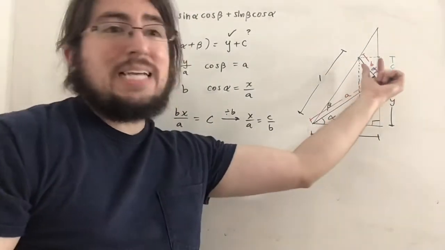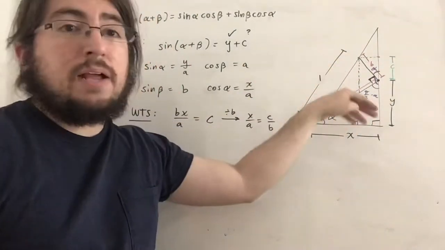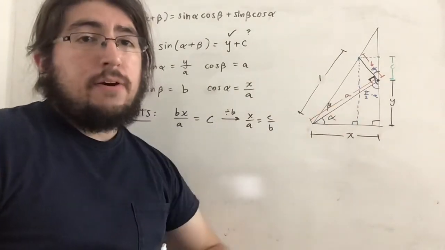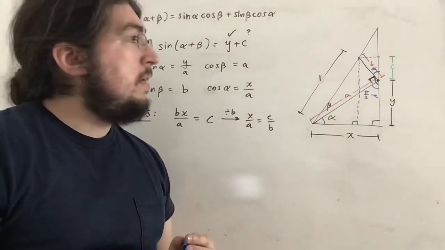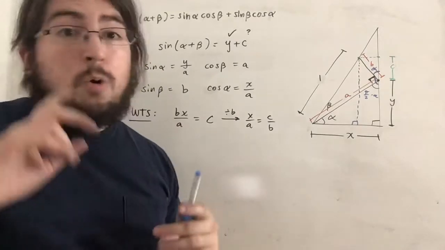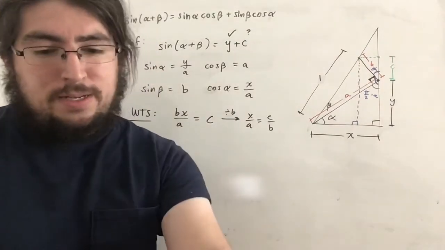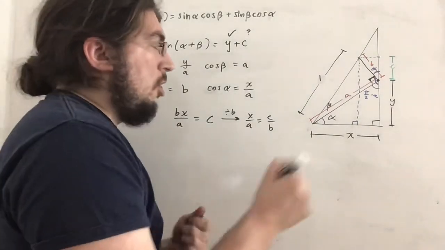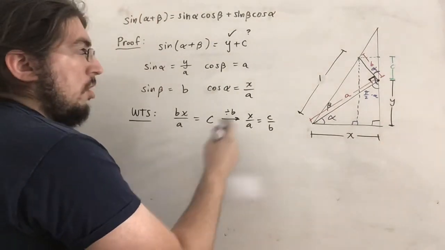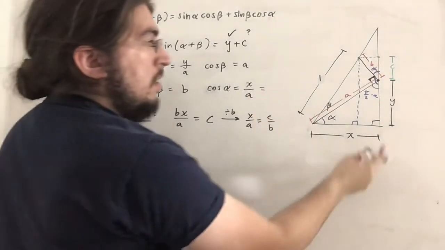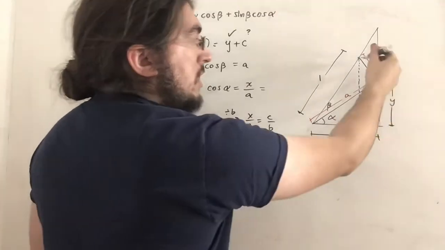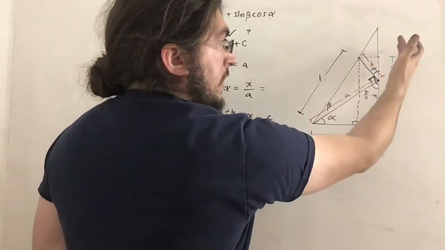So that means this has to be alpha because since these three angles are in one line, their measures add up to 180. So that means that has to be alpha, which is great because if you take a look at cosine of alpha, well, cosine of alpha is x over a, which is that over that. But cosine of alpha in this triangle here is c over b.